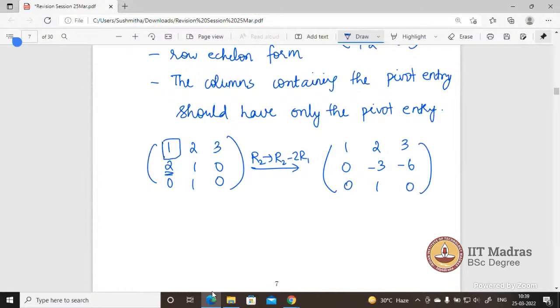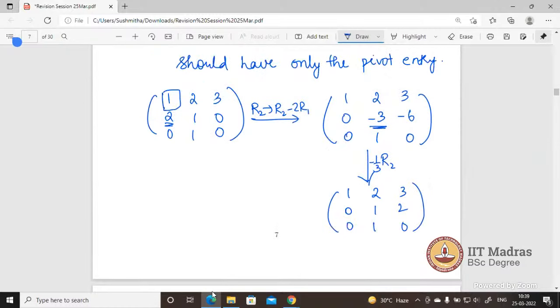Is it in row echelon form? No. For one reason, this is not 1, right? So let's make that 1. I'll multiply R2 by minus 1/2. So 1, 2, 3, 0, 1, 2, 0, 1, 0. Is this in row echelon form? No, not yet, because this entry is not 0. So R3 is R3 minus R2. I want to make this entry 0.